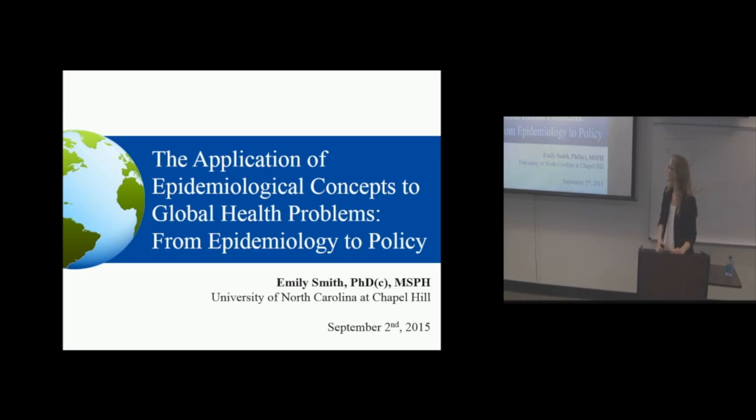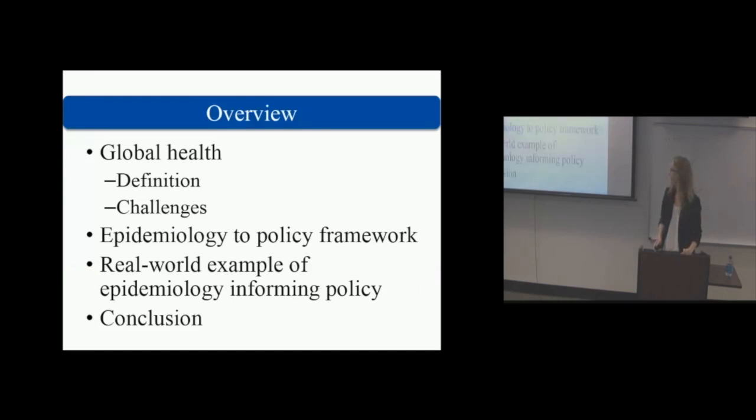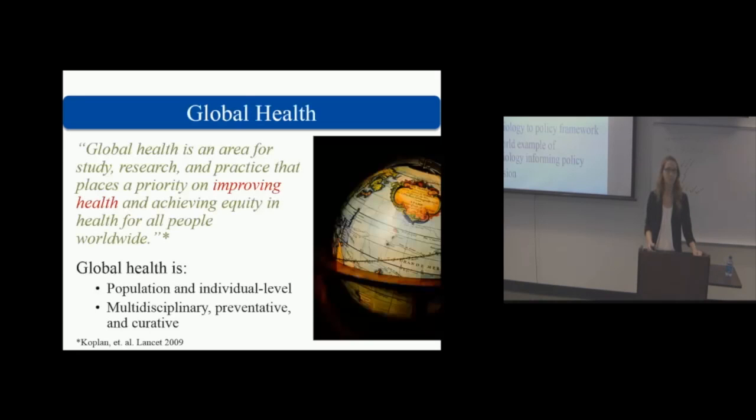So the title, like Dr. Hagelin said, is the application of epidemiological concepts to global problems, and how do you provide a framework for going from epi to policy. So just as an overview, I'll give a global definition of global health and some challenges inherent either in global health research now or likely in the future. And then provide a framework of what I did, the epidemiology to policy framework, meaning how do you go from research, specifically as an epidemiologist, to policy, and then give you a real world example of how that's played out in my own work and a brief conclusion.